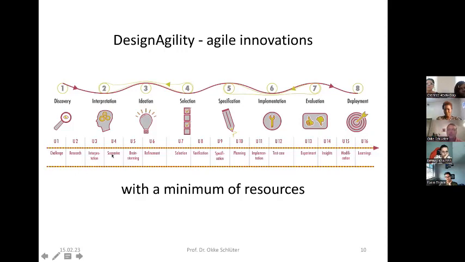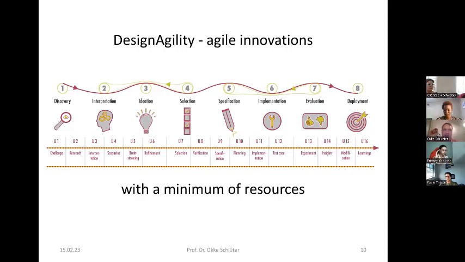Then we build possible future scenarios. Then, only then, in the fifth step, we start with the brainstorming. We come up with our own solutions. We will work on them, refine them. We will select the best, the most promising solutions, phrased as user stories.